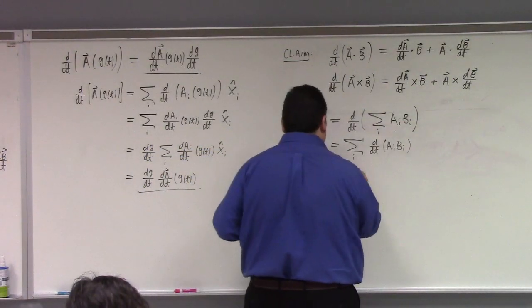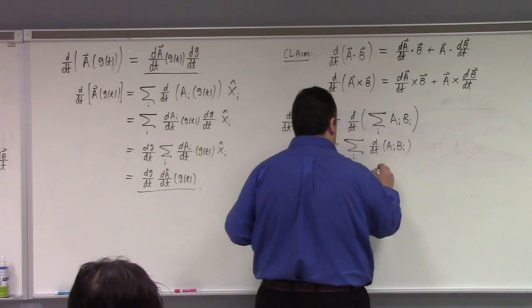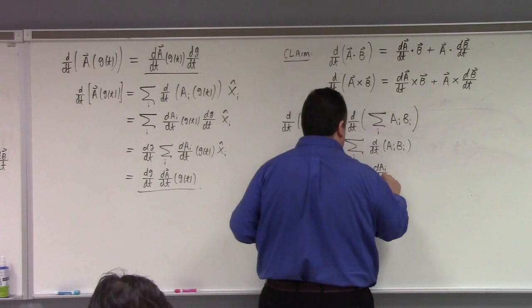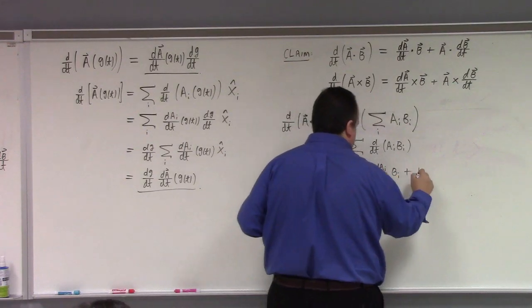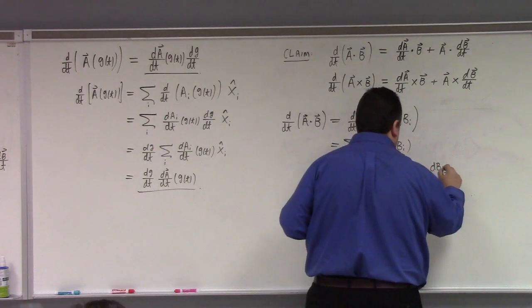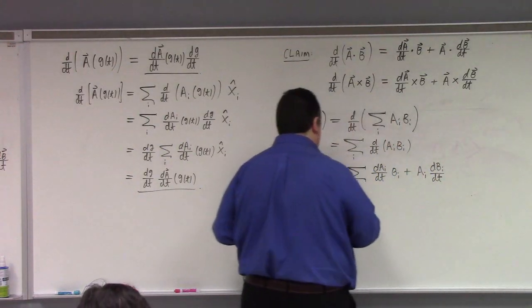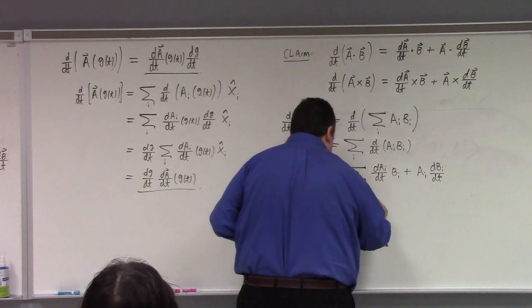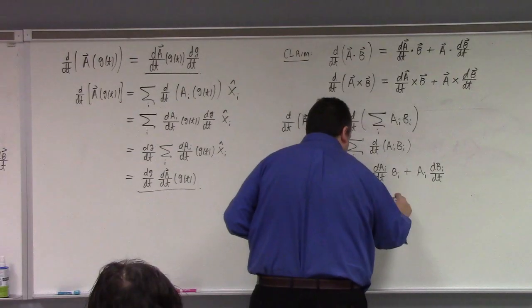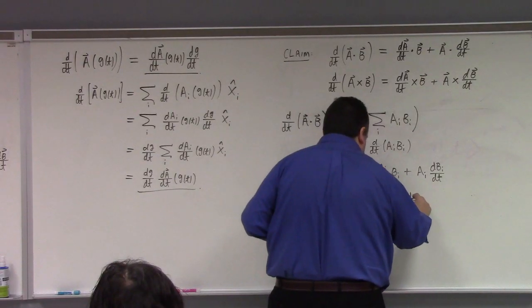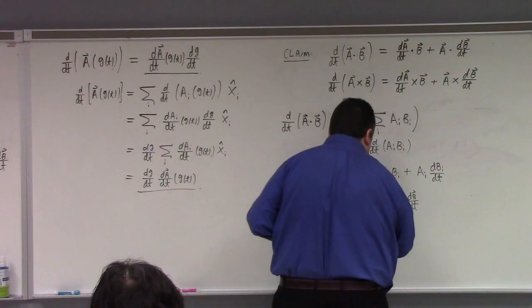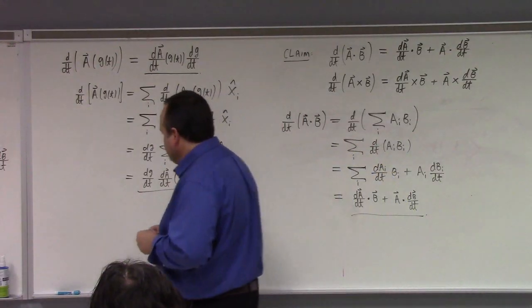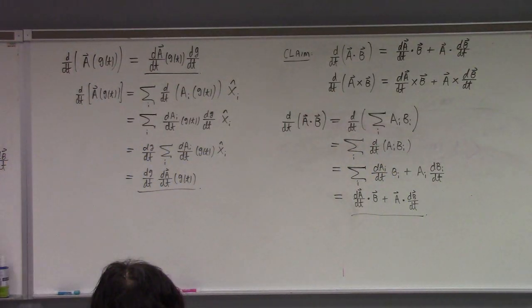And the product rule gives us dA_i/dt times B_i plus A_i times dB_i/dt. But that is exactly dA/dt dot B plus A dot dB/dt, which is the alleged product rule I was just claiming. Yeah? So that wasn't too bad.